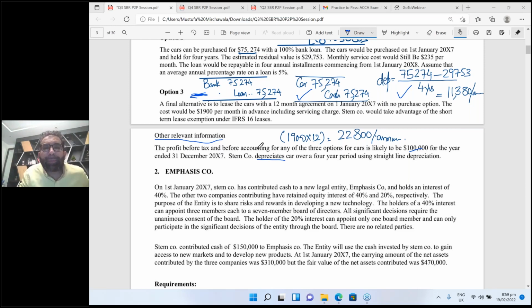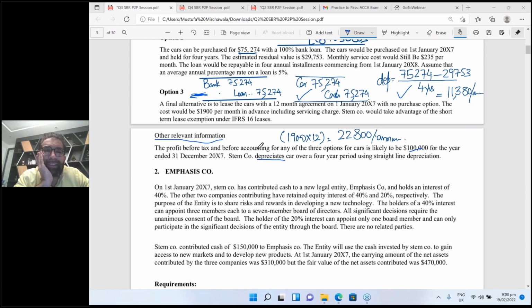My dear student, option 3 is an operating lease, and operating lease rental straight away goes in P&L. So no need to split. So 1900 per month, multiplied by 12 is 22,800. Now listen, as in this third case, the company would take advantage of the short-term lease exemption under IFRS 16.